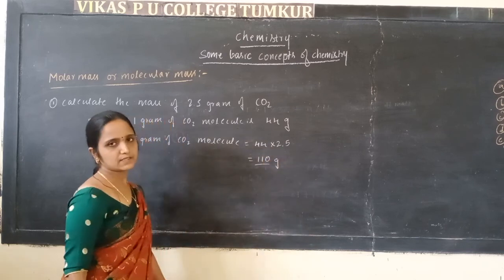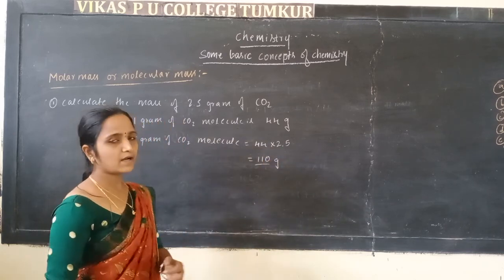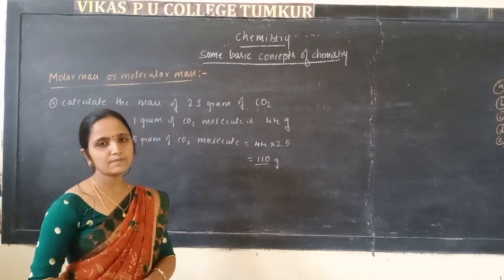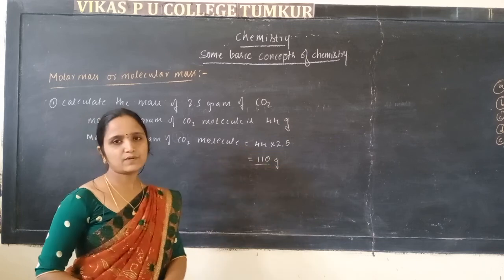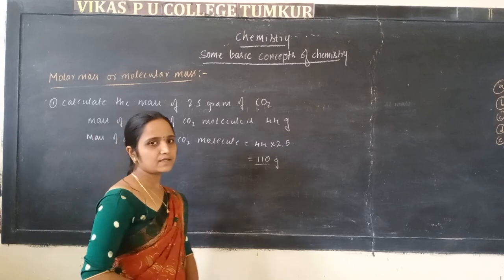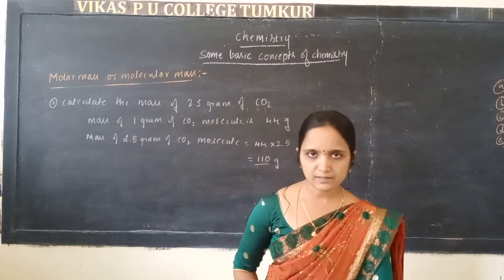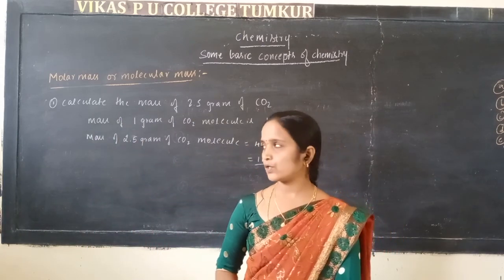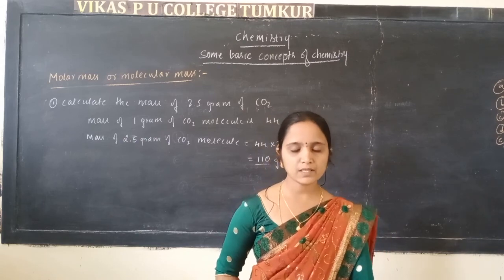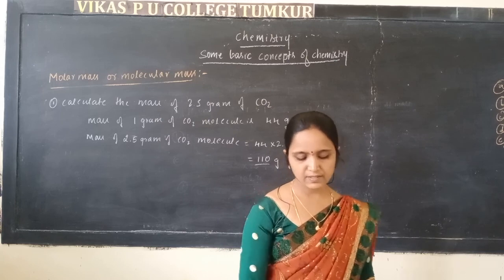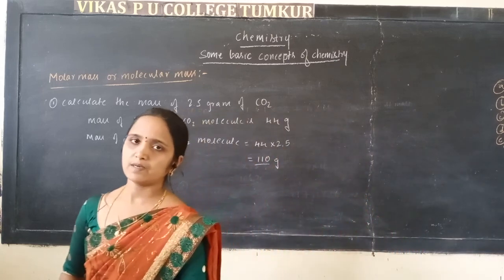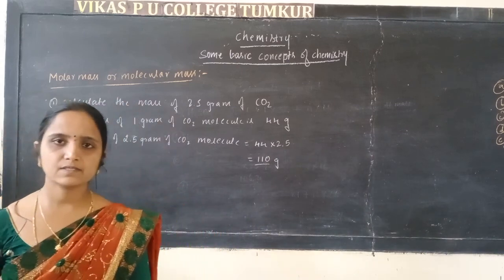If in the exam they ask to calculate the mass of 5 gram molecules of CO2, at that time you should multiply 44 with 5. Like this we calculate the mass of a molecule. This is about molar mass and molecular mass. In the next class we will discuss the formula mass: what is meant by formula mass and how to calculate it.